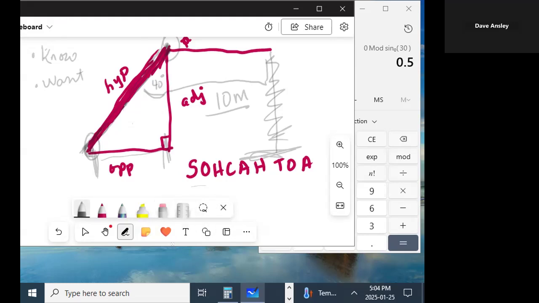Cosine. That's how you choose. So you say, okay, fine. Cosine, 40 degrees. Hold on. Say that. Okay. Run that back to me again. Of course.